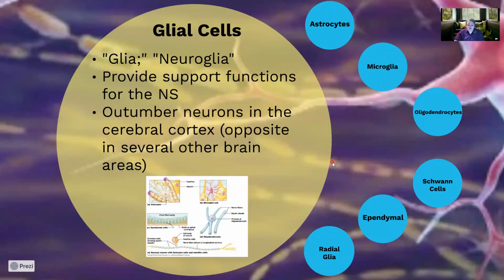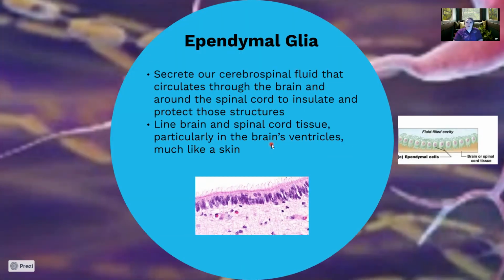Okay, so that brings us to ependymal glia. And what ependymal glia are doing is secreting our cerebrospinal fluid that circulates through the brain and around the spinal cord to insulate and protect those structures. So this may be a new term for you, cerebrospinal fluid. That is the fluid that is surrounding the brain and the spinal cord to protect it.